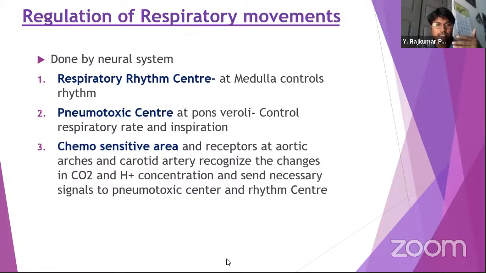The respiratory rhythm center. What does it do? It controls the rhythm of the breathing. Okay, respiratory rhythm will be maintained. It is present in the part called the medulla oblongata of the brain.